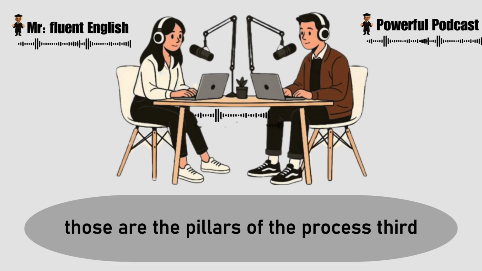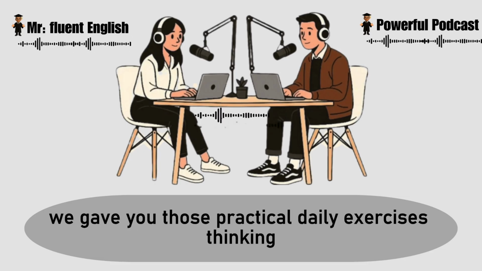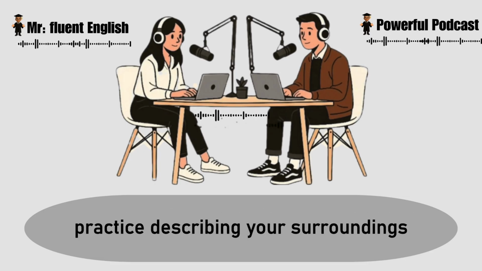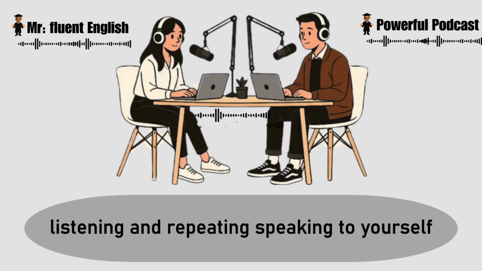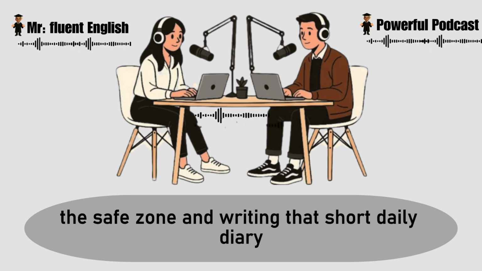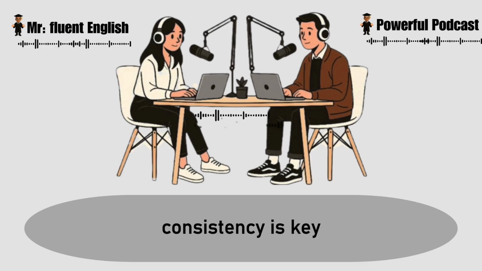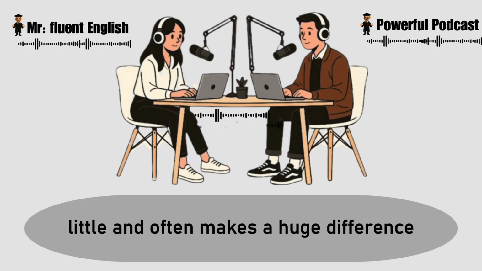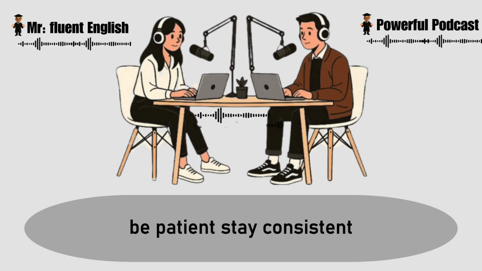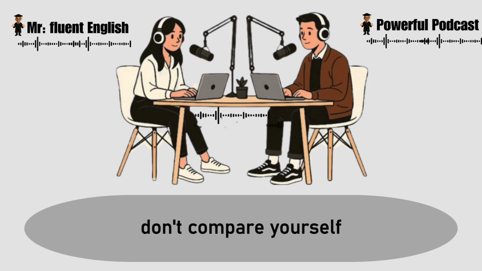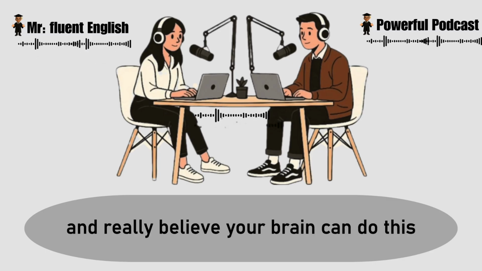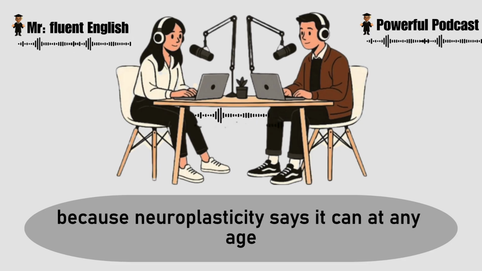Right, those are the pillars of the process. Third, we gave you those practical daily exercises. Thinking practice, describing your surroundings, listening and repeating, speaking to yourself, the safe zone, and writing that short daily diary. Consistency is key. Little and often makes a huge difference. And finally, mindset. Be patient, stay consistent, celebrate those small victories, don't compare yourself, and really believe your brain can do this because neuroplasticity says it can at any age.